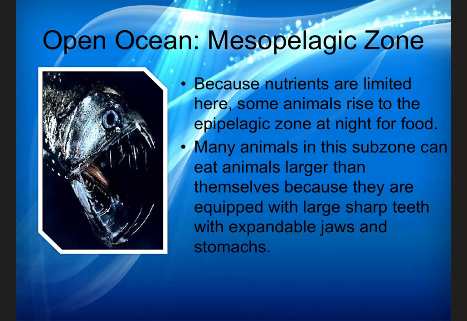All right, so more on this zone. Because nutrients in this zone are limited, some animals rise to the top of this zone at night for food. Again, there's no plant life here, so there's not a lot of nutrients in this zone. So they pretty much have to catch something that's swimming or something that falls from the zone above it. Many animals in this zone can eat animals larger than themselves because they are equipped with large, sharp teeth and expandable jaws and stomachs.